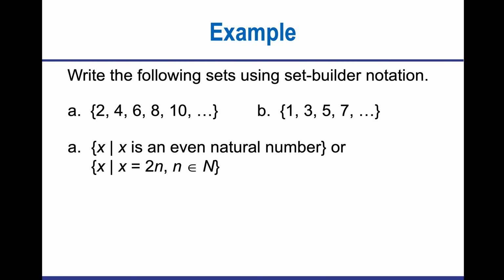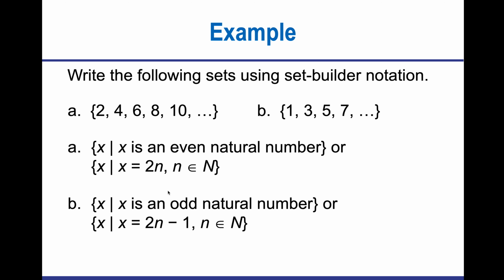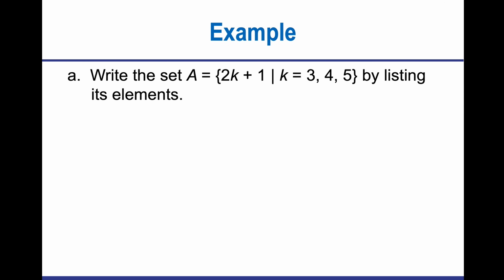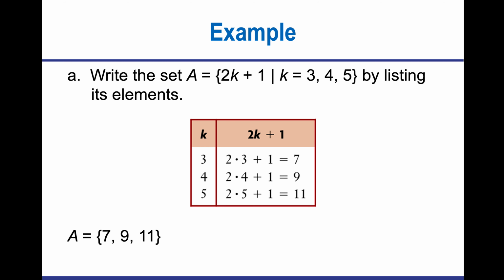If I wanted to write these in set builder notation, here in A I have even numbers, so you can just use words to say even numbers, or you could say 2n. Same thing with odd numbers. I have multiple ways I could represent them. For elementary education, the easiest way is to teach students to just say that's a grouping of odd numbers. If I want to list out the elements, I would plug in the values given for k. I have this grouping of 2k plus 1 such that k is 3, 4, or 5. So I make my table and plug in 3, 4, or 5, which means my set is 7, 9, and 11.